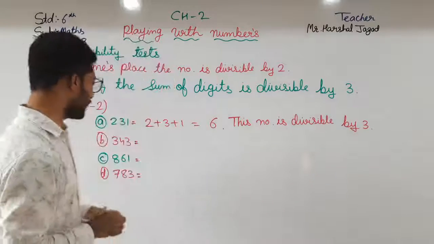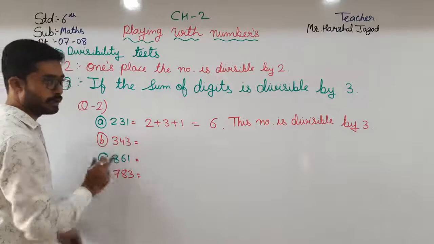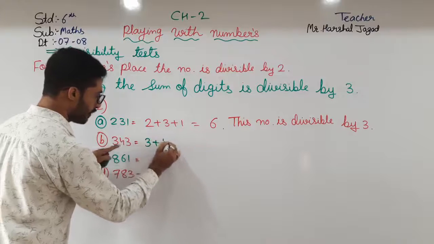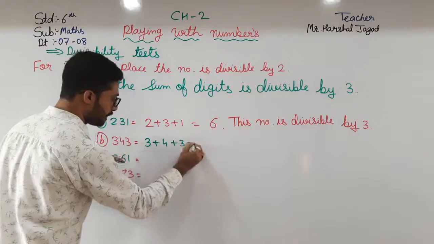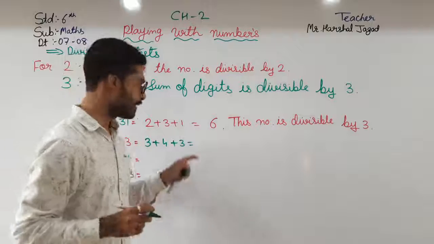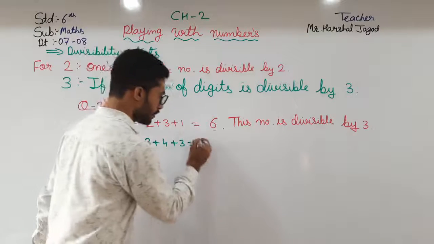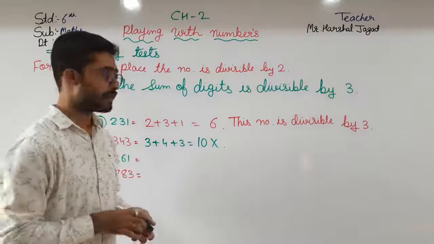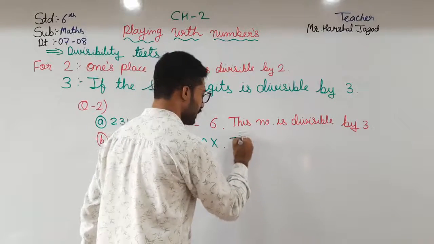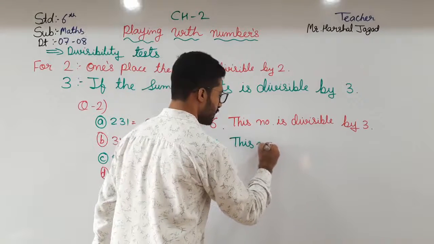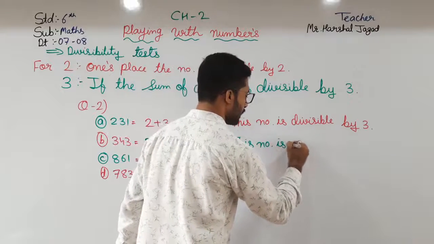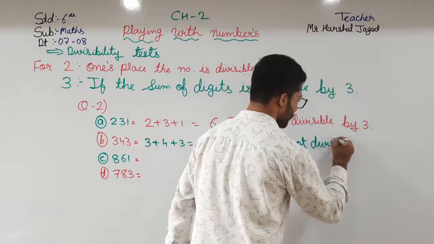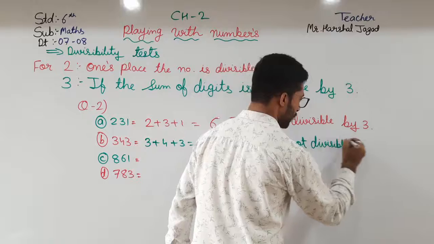Next, that is 343. Let us add 3 plus 4 plus 3. 3 plus 3 is 6, 6 plus 4 is 10. Here 10 is not divisible by 3. So this number is not divisible by 3.